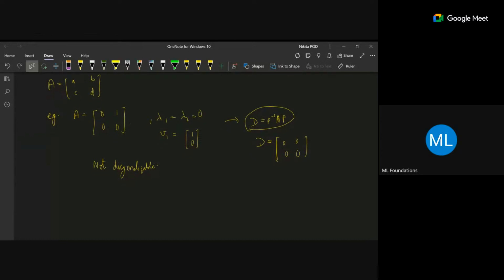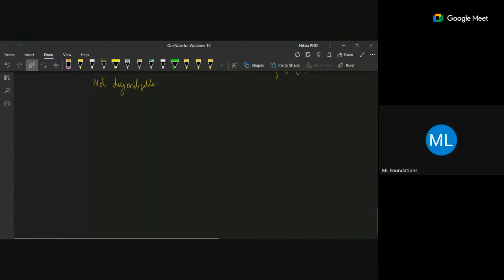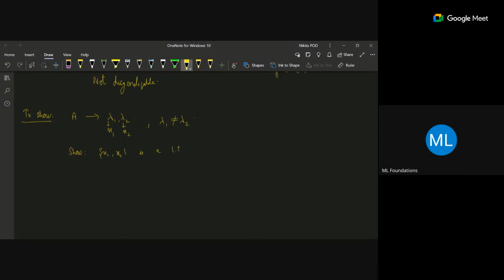Then next what we want to show is that if I have a matrix A and I have two eigenvalues corresponding to it, lambda 1, lambda 2, and their corresponding eigenvectors are x1 and x2, where lambda 1 is not equal to lambda 2, then we have to show that x1, x2 is a linearly independent set.